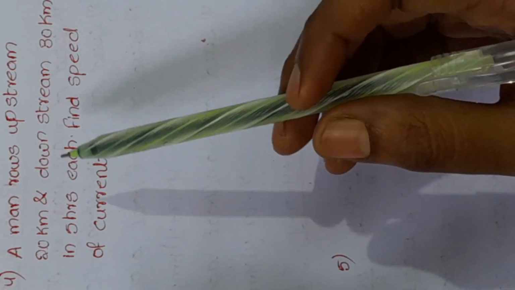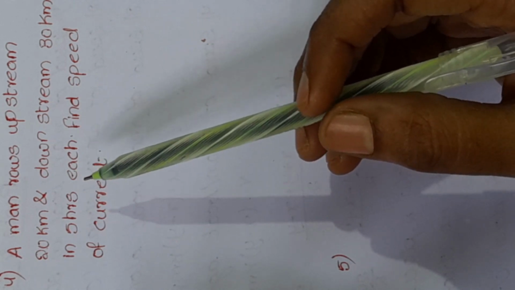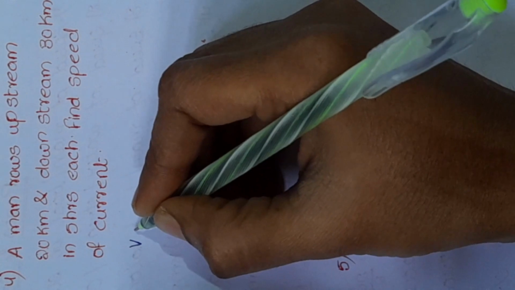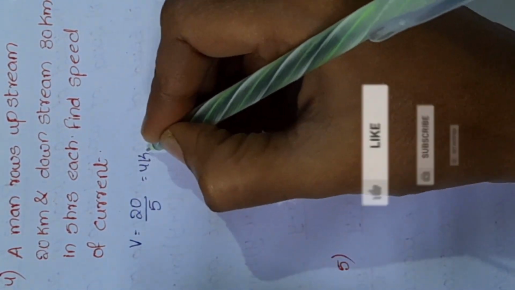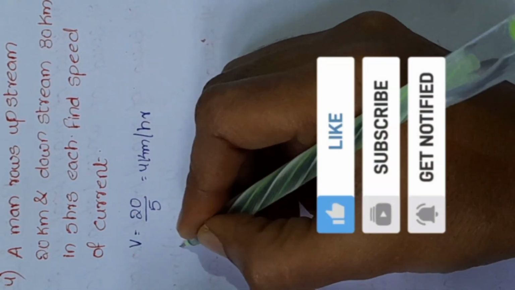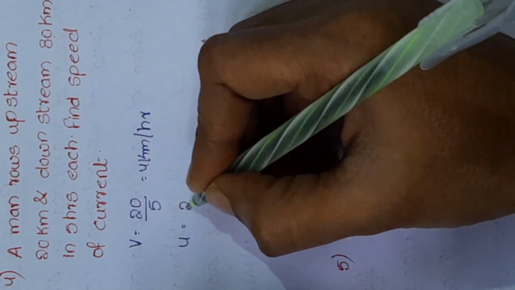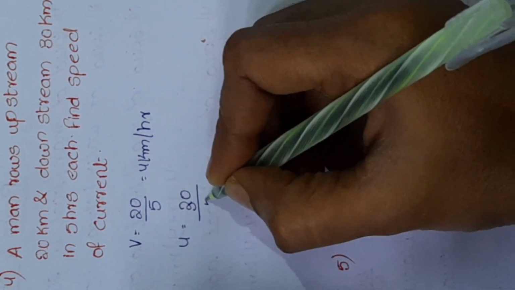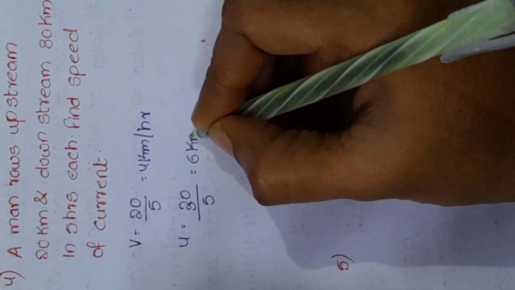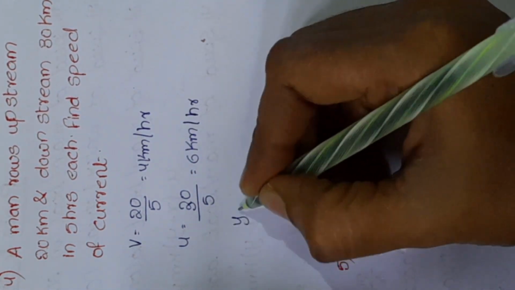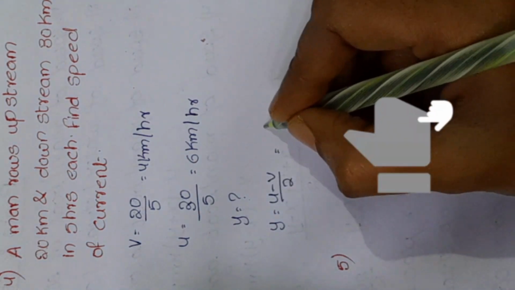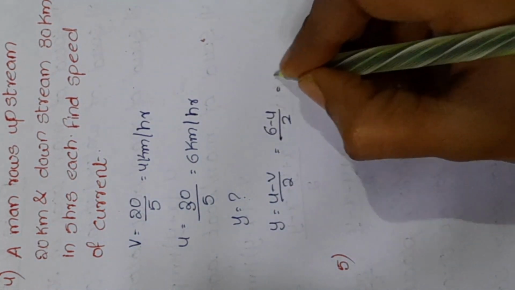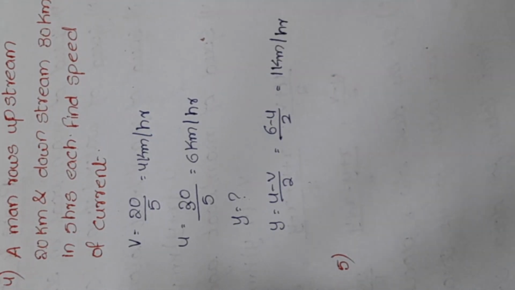Fourth question. A man rows upstream 20 kilometers and downstream 30 kilometers in 5 hours each. Find the speed of the current. Now we should find the speed upstream and downstream. That is v is equal to 20 by 5. We get this as 4 kilometers per hour, and u, that is speed downstream, is 30 by 5, which is equal to 6 kilometers per hour. Now we should find y value. y is equal to (u minus v) by 2, that is (6 minus 4) by 2. 1 kilometer per hour is the speed of the current.